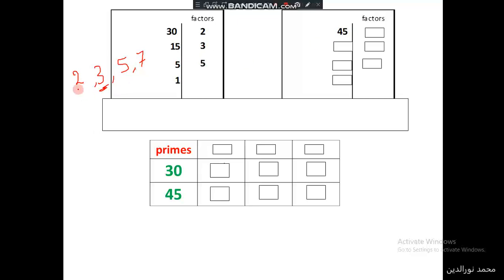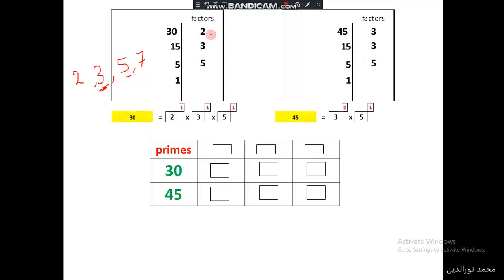45. Is it divisible by 2? No. Is it divisible by 3? We have to check. 4 plus 5 is 9, so yes, it's divisible by 3. Then we put 3. 45 divided by 3 is 15. Is 15 divisible by 3? We don't go back and ask if 15 is divisible by 2, we just go in increasing order. Yes, 15 divided by 3 is 5. 5 is not divisible by 3. Is it divisible by 5? Yes. 1.